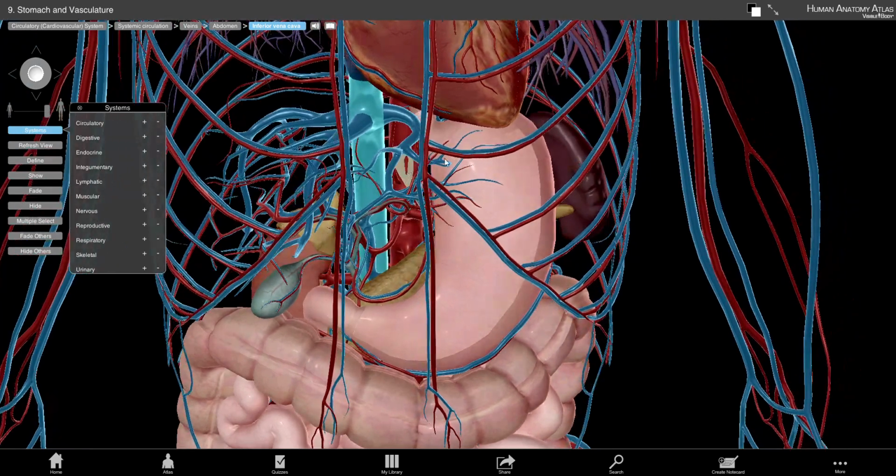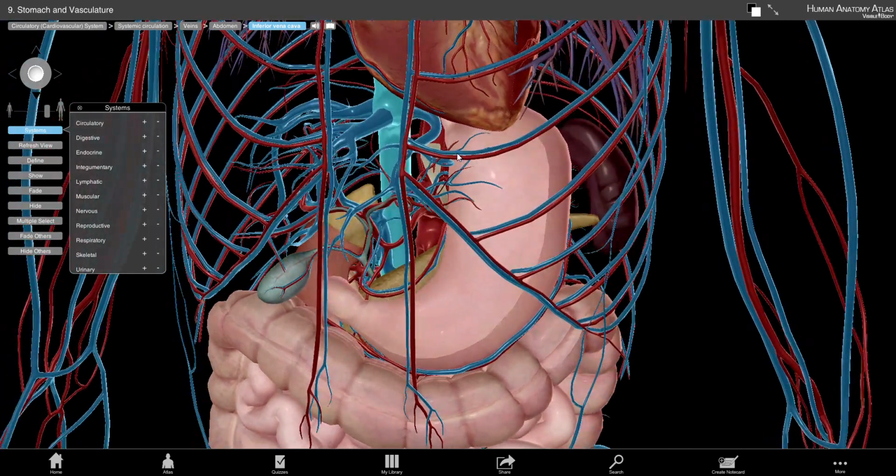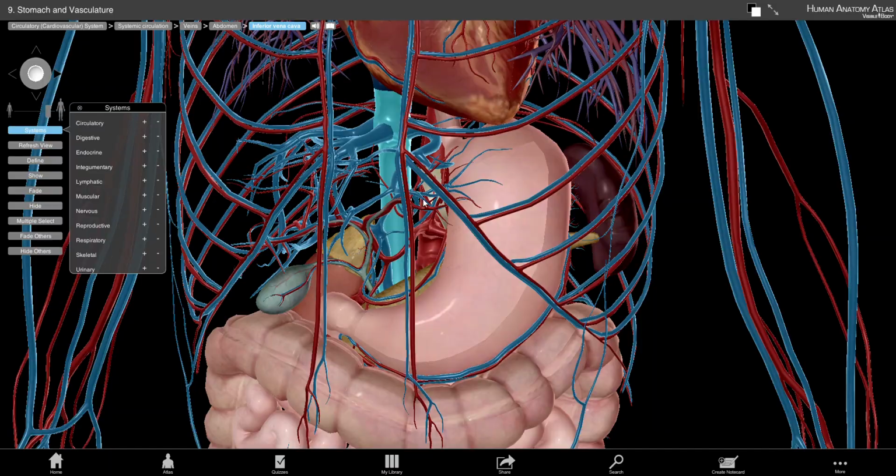So the stomach, as I have told you, is supplied by the celiac trunk. This is the celiac trunk, which is the anterior division of the abdominal aorta. This is the abdominal aorta, and this is the celiac trunk. The celiac trunk has three major divisions: the left gastric artery, the splenic artery, and the common hepatic artery.